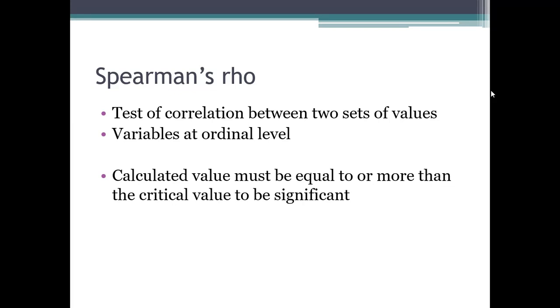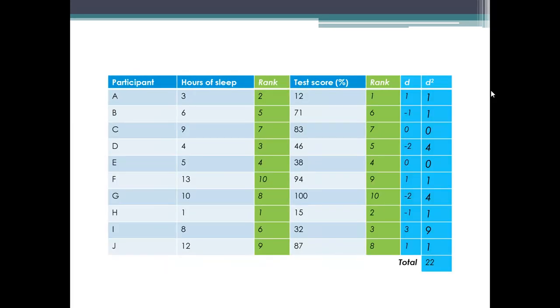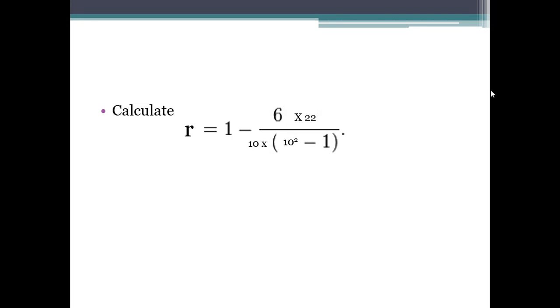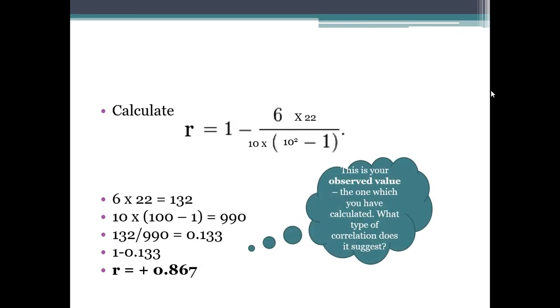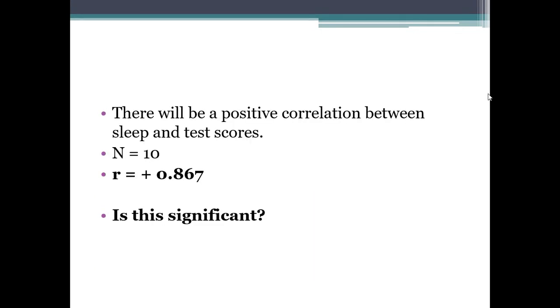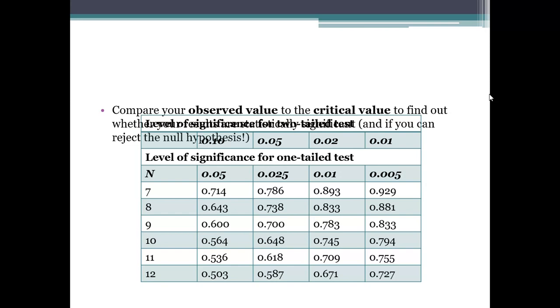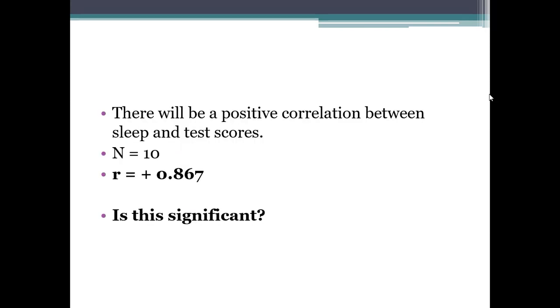Spearman's is on ordinal data. Again, you wouldn't have to do this math in the exam. It would give you the observed value, which in this case is 0.867. The plus shows you it's a positive correlation. If it was a minus, it'd be a negative correlation. Sorry, that's your n value and your observed value.